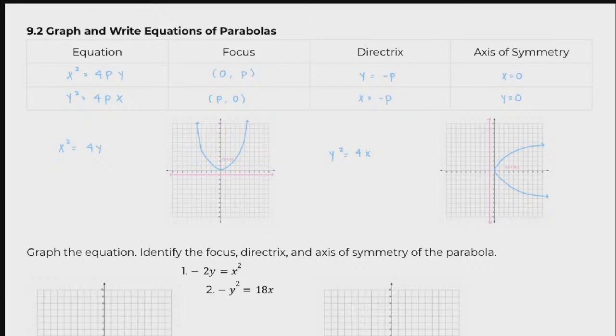The other equation we can have is when y is squared. If y is squared, the graph will open left or right depending on the sign, and the focus will be (p, 0). The directrix is x equals negative p, and the axis of symmetry is y equals 0.